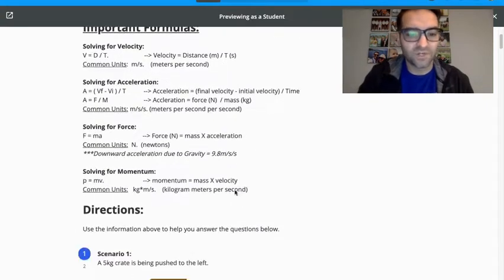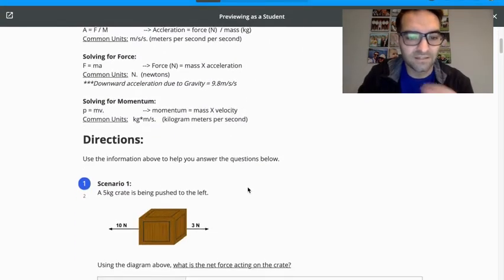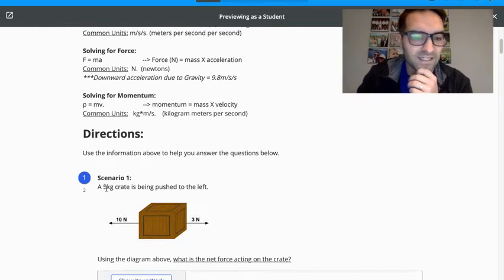So our first question here is a little scenario. A 5-kilogram crate is being pushed to the left. The fact that it's being pushed means that there is now a force being applied to it. So using the diagram above, what is the net force acting on the crate?